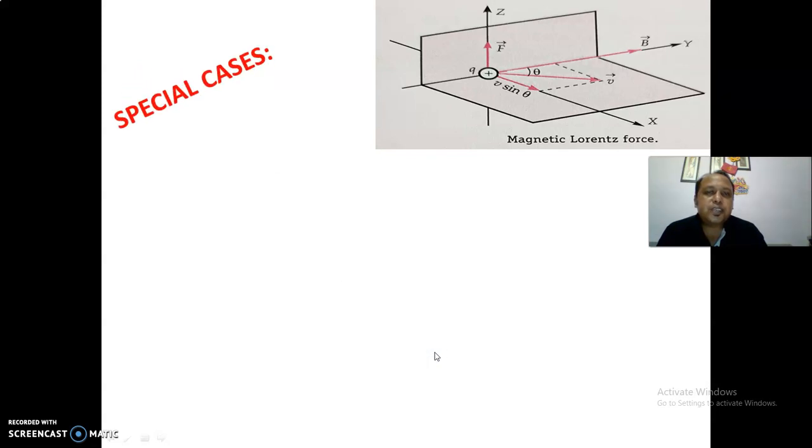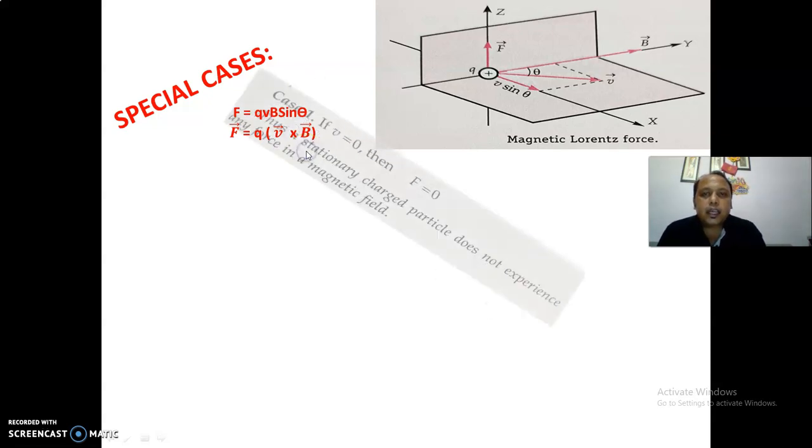Now, some special cases we will be considering here. Just now we have discussed that the magnitude of force acting on a charged particle q moving with velocity v in a magnetic field B, such that there is an angle theta between v and B, is given by q v B sine theta. This is the magnitude of force, and in vector notation it is written as F = q v cross B.